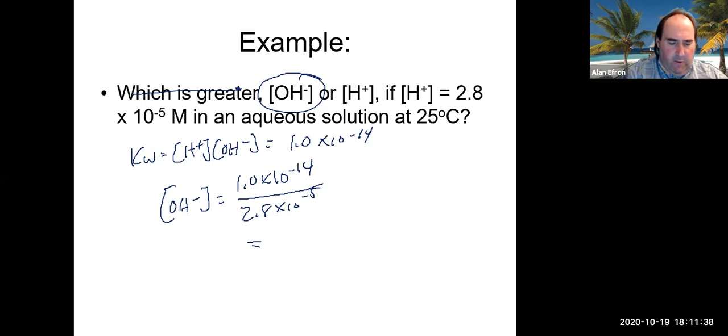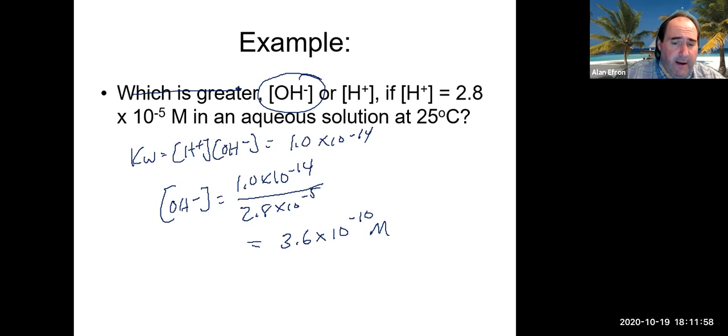And we're going to go 1 exponent button, negative 14, and we're going to divide it by 2.8 exponent button, negative 5, and it looks like maybe a 3.6 times 10 to the minus 10. Looks good. That looks like what we see in our chat box there.